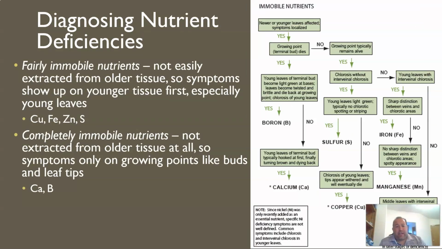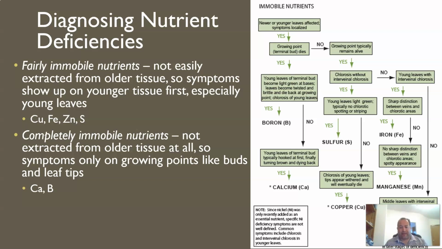You got fairly immobile nutrients, and then you also have completely immobile nutrients. So fairly immobile, so ones that it's not easily extracted. So the problems will show up on younger tissue and younger leaves first. So that's your copper, your iron, your zinc, and your sulfur. The ones where it's completely immobile, so your calcium and boron, you can't extract it from older tissues at all. So you're only going to see the symptoms on the growing points, like the buds or the leaf tips are the only places where you'll see those issues.